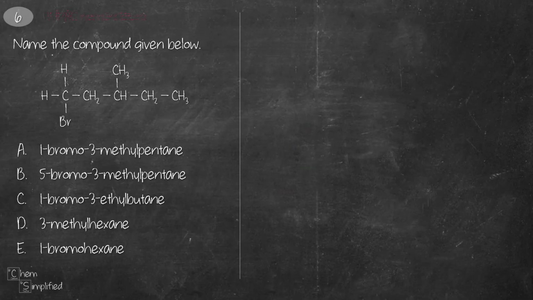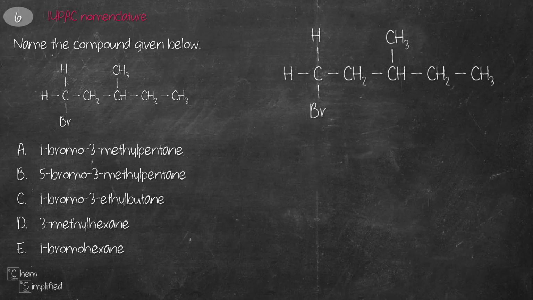This next question is an IUPAC nomenclature where we're asked to name the given compound. The first thing to do before naming any compound is to first figure out the type of compound that we're naming. Aside from bromine that is attached, there's no other functional group present. All the carbons are single bonded, and that makes this an alkane with a halogen attached to it. So we call this an alkyl halide.